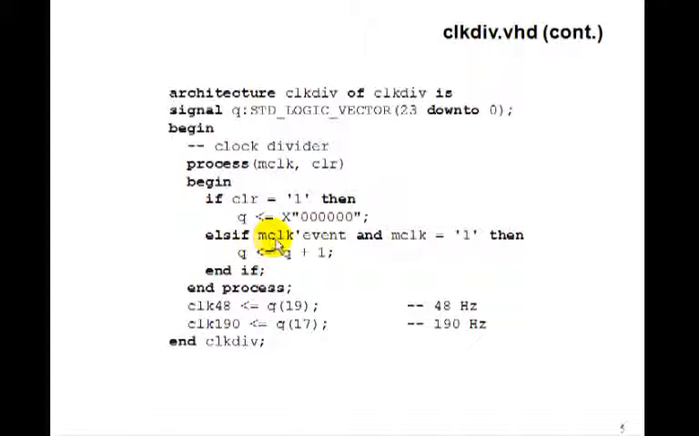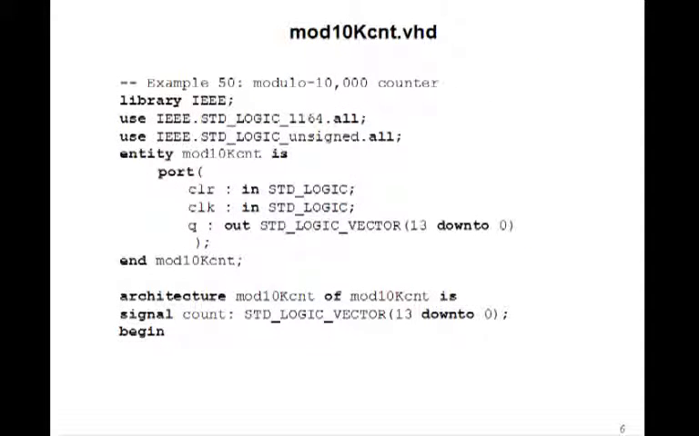And then else if M clock tick event and M clock equals 1, M clock's the input here, then Q just gets Q plus 1. So this is our counter. And then our outputs, we'll tap off 2 of them. Clock 48 is Q sub 19. Clock 190 is Q sub 17. So when you use clock div, you can tap off however many you need. Sometimes you'll need only 1, maybe clock 190. Many of our programs later on will use 25 megahertz clocks, in which case we'll use a clock 0. That gives us a 25 megahertz clock. And you can use whichever ones you need here.